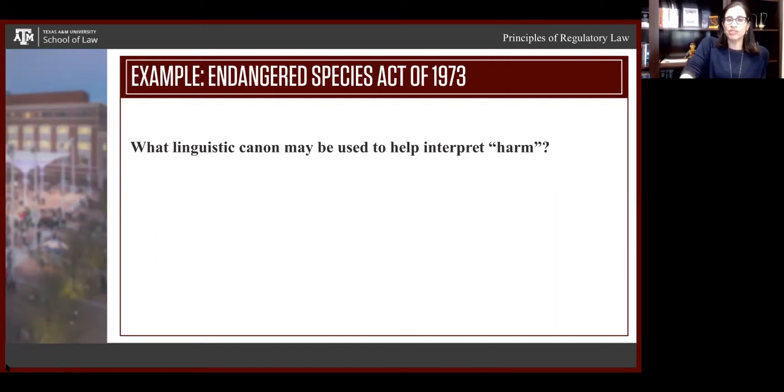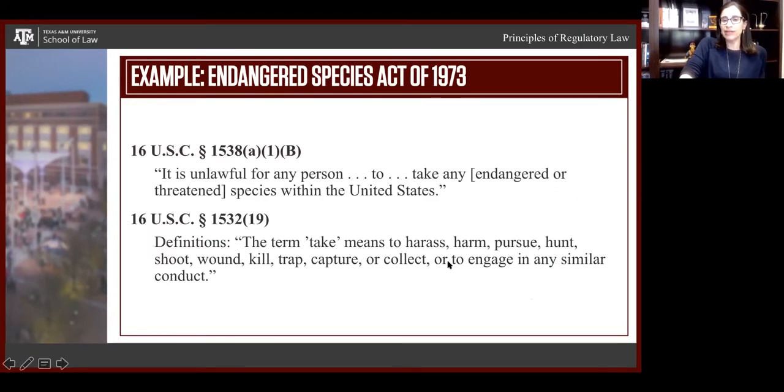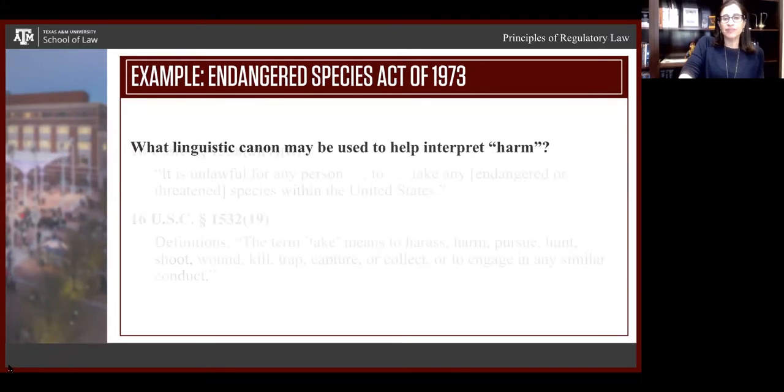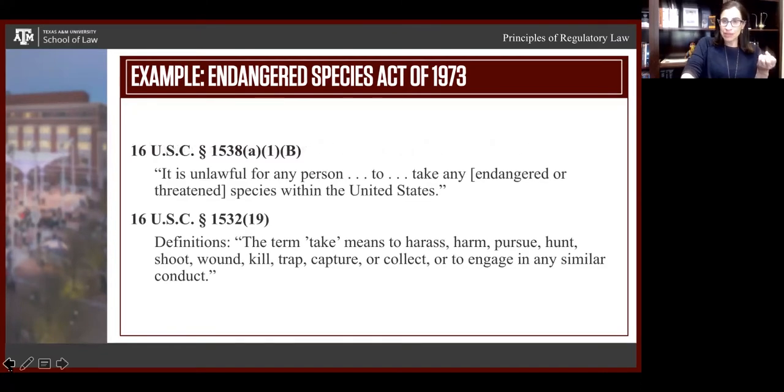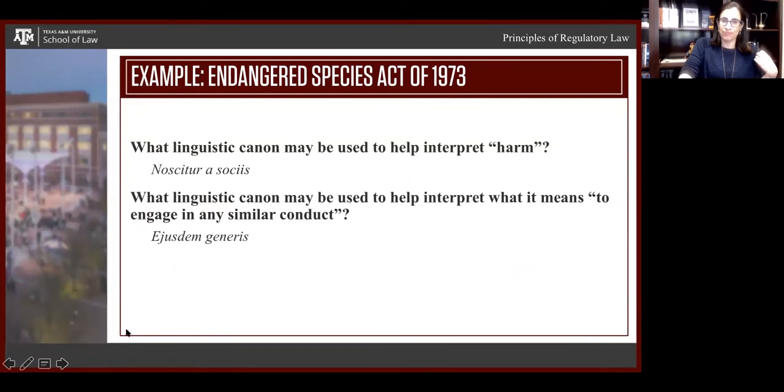I'm going to go back and show you that statutory language again. Here we have this phrase at the end. This is a much more general phrase, something we would call a catch-all type of phrase. It doesn't really catch all though. You want to narrow this, any similar conduct, to limit what it means based on the words in the list. So that's an example of ejusdem generis, right?